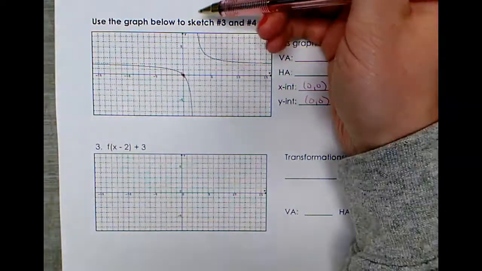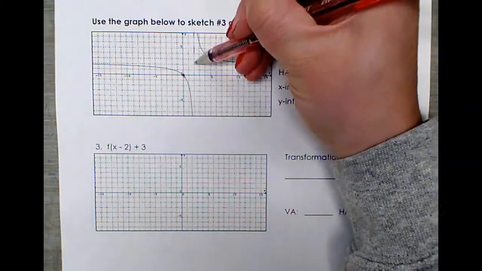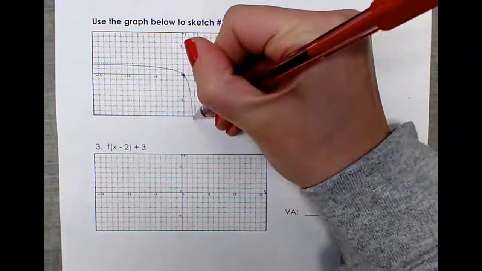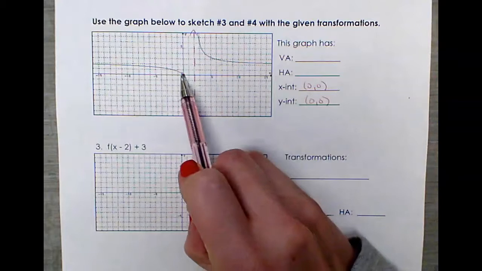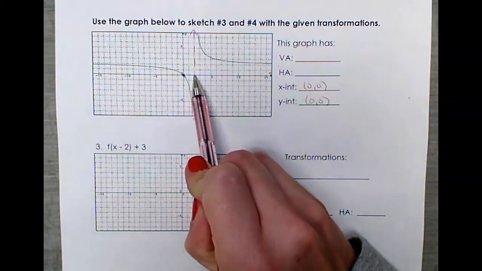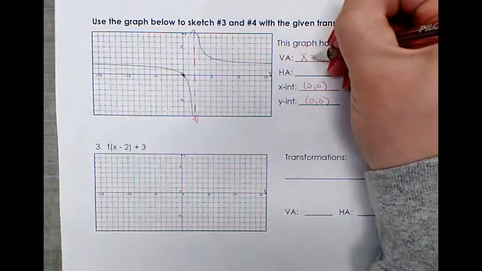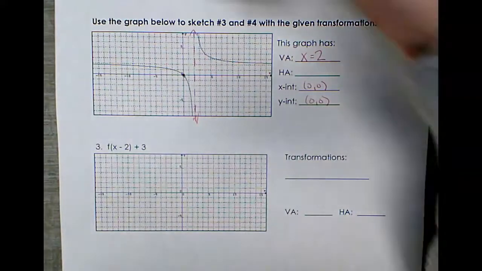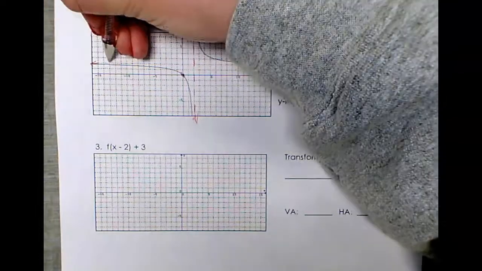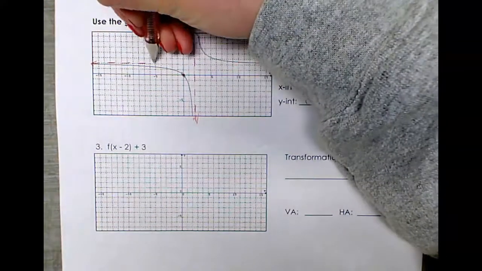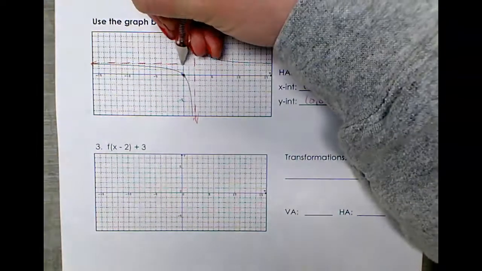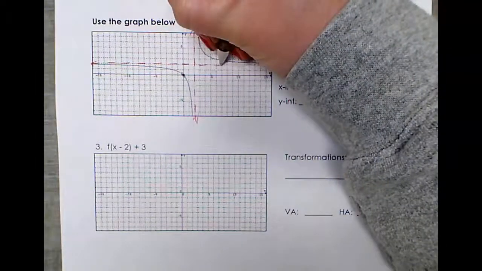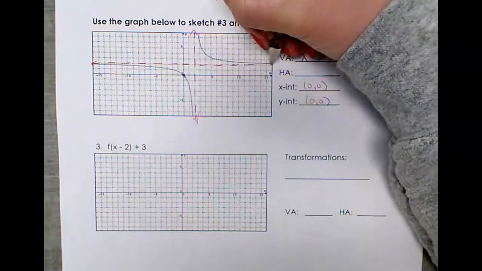The vertical asymptote looks like it's crossing right here. So that's at an x value of 2. X equals 2. And the horizontal asymptote looks like it's going through right here. And that's a y value of 2. So y equals 2.